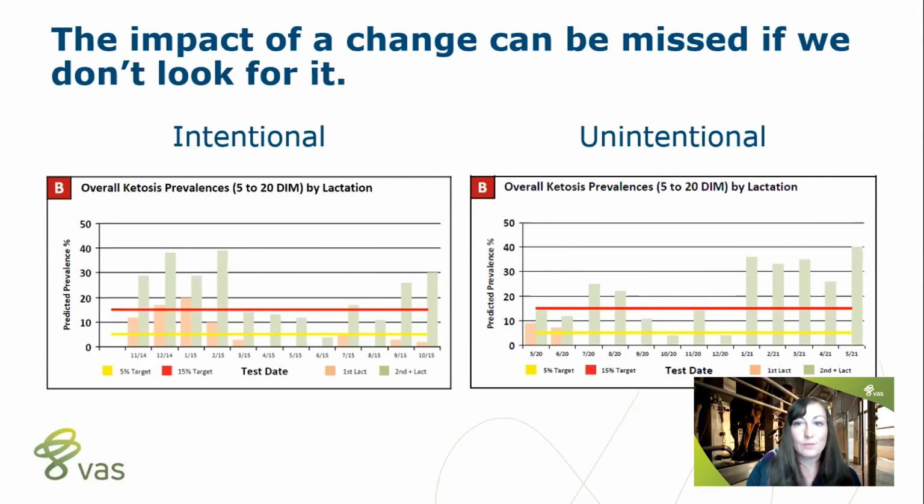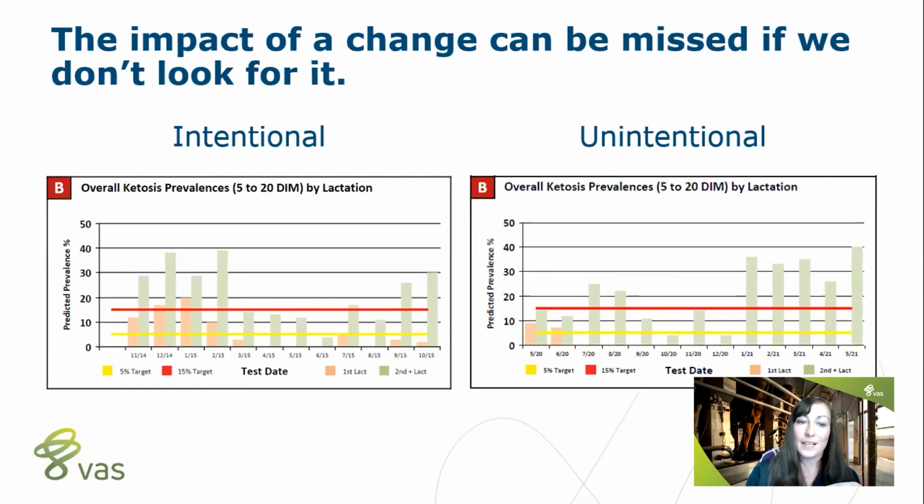On the left-hand side, we've got a herd that made an intentional change. So here, back in February of 15, they chose to change a number of things in their fresh cow program to reduce ketosis. So in this case, they made a ration change and they reduced overcrowding in their pre-fresh. This is a fun example because it was one of the first really big examples of seeing how we could track the impact of those changes with KetoMonitor.